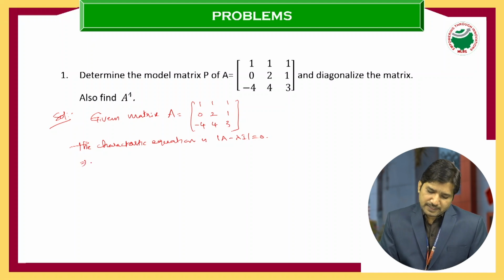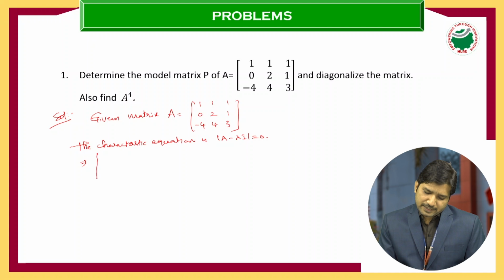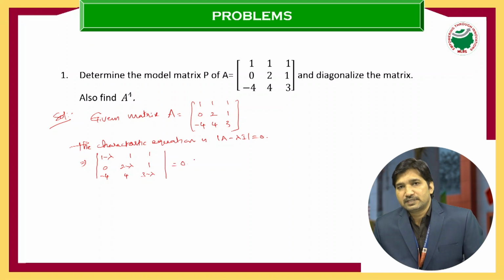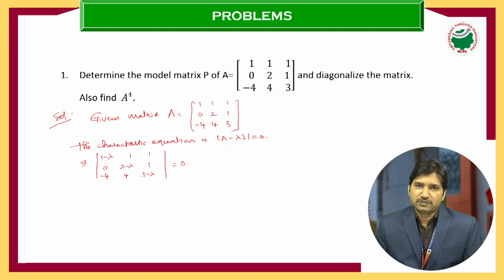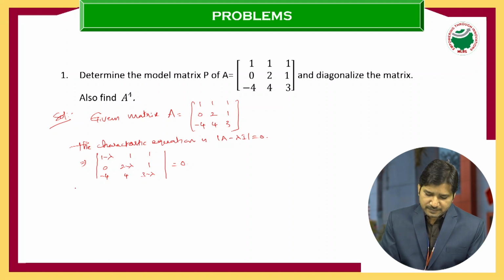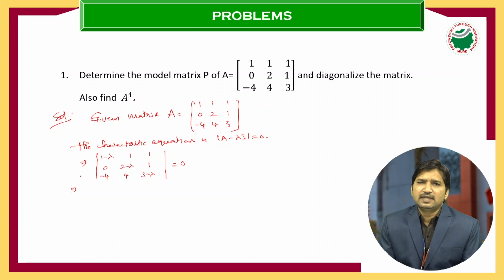So we can write the determinant of A minus lambda I as 1 minus lambda, 1, 1; 0, 2 minus lambda, 1; minus 4, 4, 3 minus lambda, equal to 0. This is the determinant of A minus lambda I equal to 0. Now find the determinant of the matrix. That means we get a cubic equation, a third degree equation. Now solve the determinant.